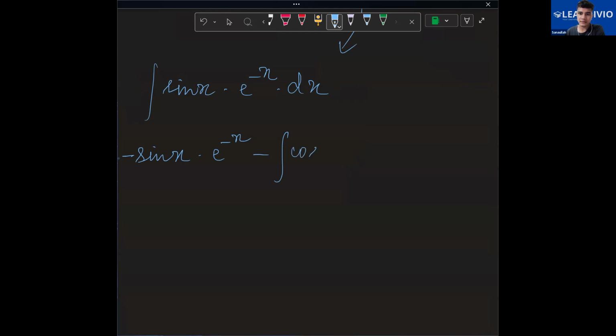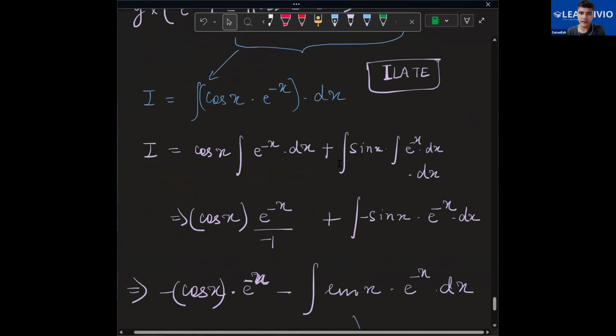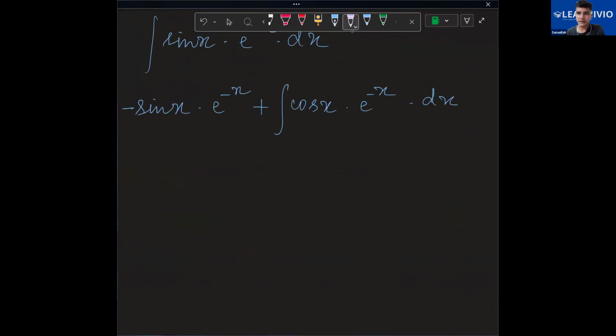Sin x का integration is cos x, and again the differentiation of the first function, that is cos x, into the integration of the second function. Second function का integration होगा minus e power minus x, so that minus will make this plus, and we have e power minus x dx. Now if you see this carefully, you will observe that this was your I value. So instead of this, in this place, I can write this as I.